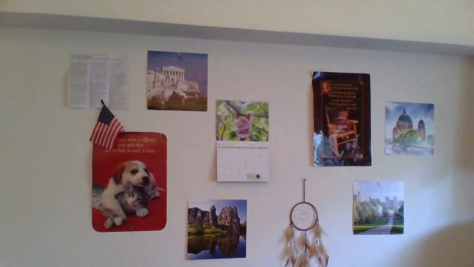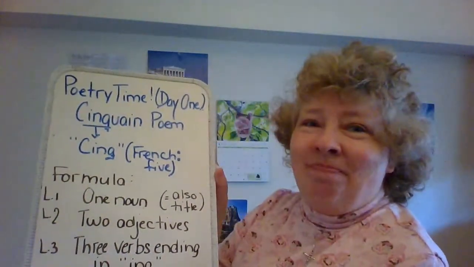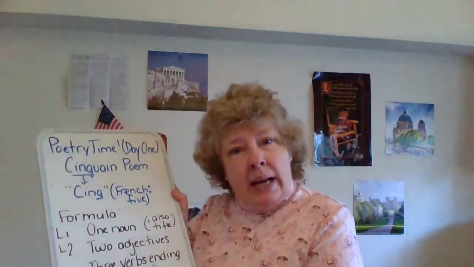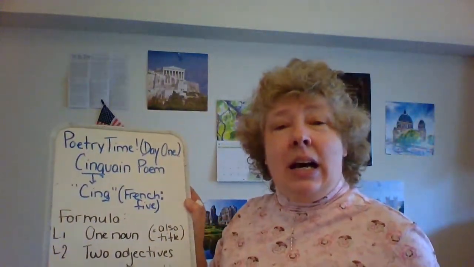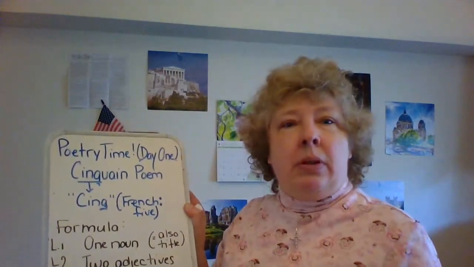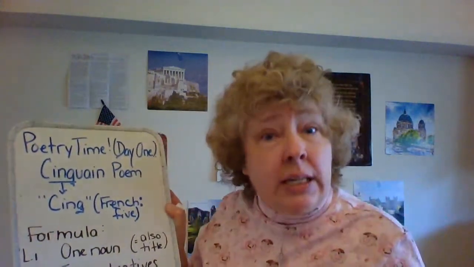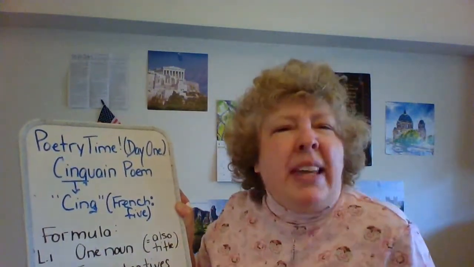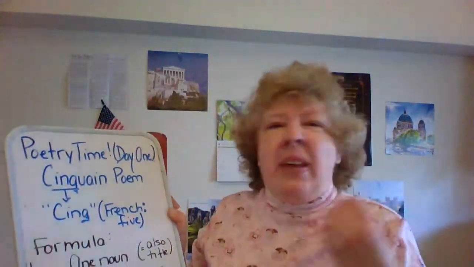All right. Let me get my board and a marker. Here we go. Poetry time. Day 1. We're going to do a poem type called Cinquain poem. Cinquain is a very simple type of poem. I mean, you could make it difficult if you want to. In other words, the subject, what you want to write about, and the way you write it, you can make very simple.